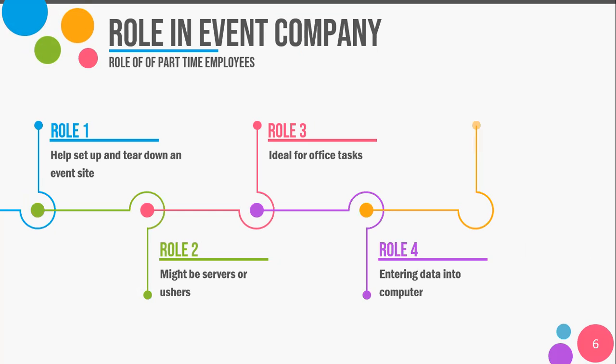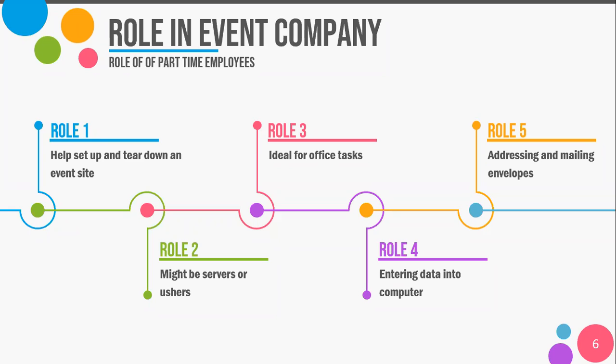You as event planner will only plan. But the execution part, the operation part, is mostly done by the part-timers. They are the ones who set up the place, and also the ones who clean, that means tear down of the event site. Number two, they might also be the ones who serve and usher the visitors, the guests that come to the event.